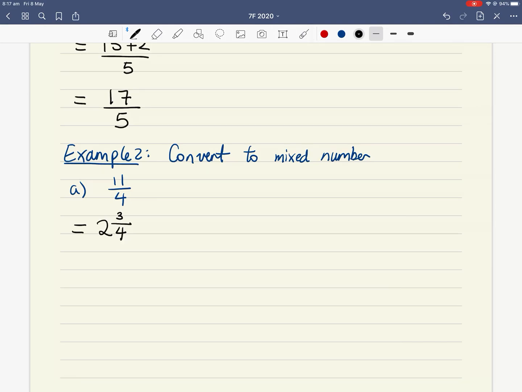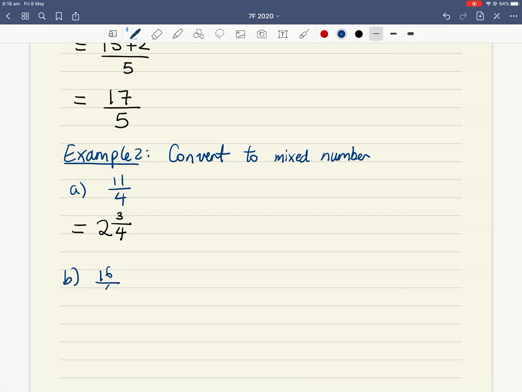So you have 3 remaining out of 4 slices, so quarters on the bottom, because your denominator is always quarters. You start off with quarters, you still keep quarters. And again, you can check your answers by working backwards. Remember, the pattern to go from mixed number to improper fraction is denominator times the wholes. So 4 times 2 gives you 8, and you add on the top number, which is 3. So 8 plus 3 is 11, which is what we had in the question, 11 over 4. So we've done the right thing.